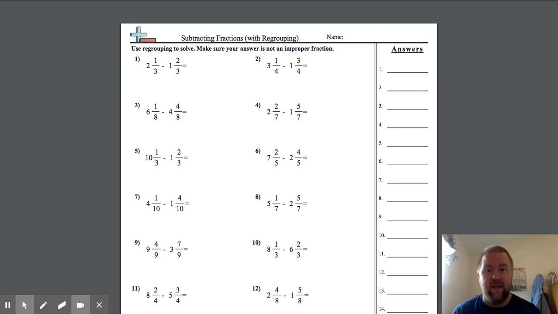Today's lesson is subtracting mixed numbers when we have to borrow. I pulled up a copy of the online assignment. I know some of you are doing the packets, which is fine. The same idea is going to go for these.